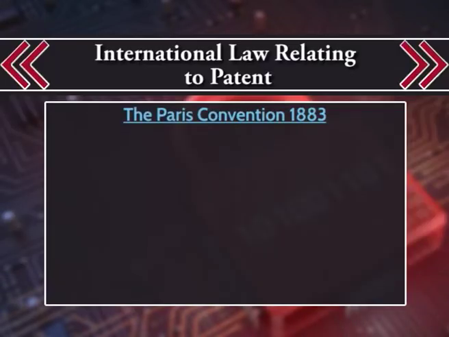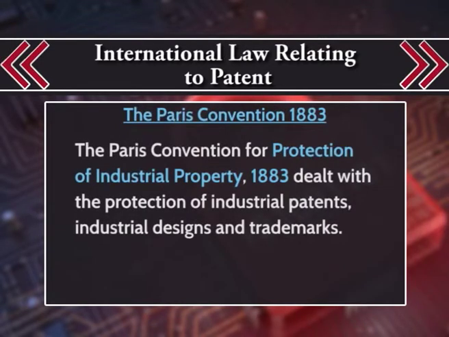The Paris Convention for the Protection of Industrial Property, 1883, dealt with the protection of industrial patents, industrial designs and trademarks. It provides a separate international bureau, commonly known as the International Bureau of the Paris Union, which was established to administer the Berne Convention in 1893 and functioned under various names, the most recent being the United International Bureau for the Protection of Intellectual Property, known by its French acronym BIRPI, which administered these two treaties in 1960.